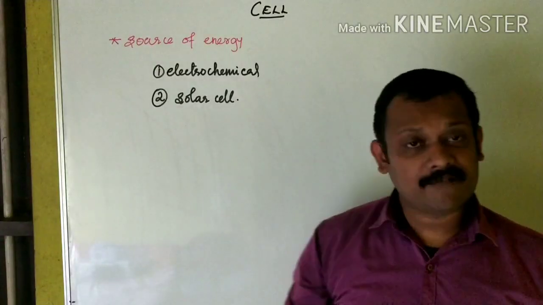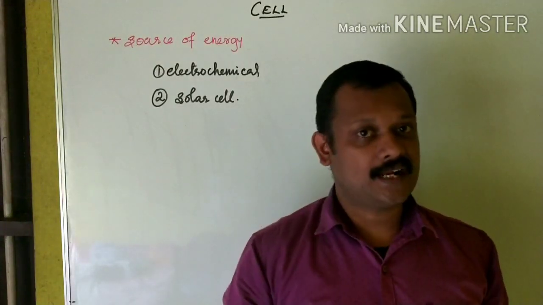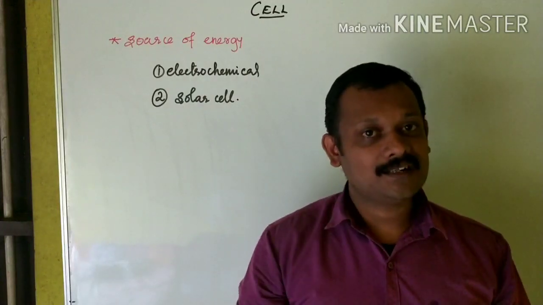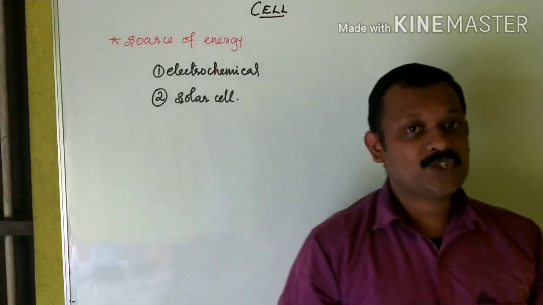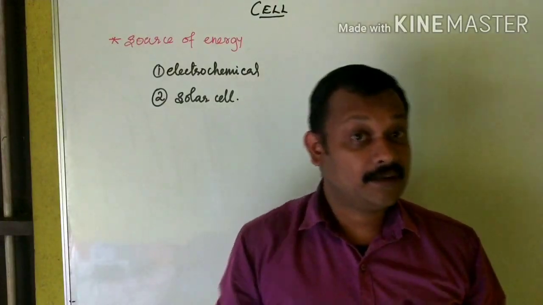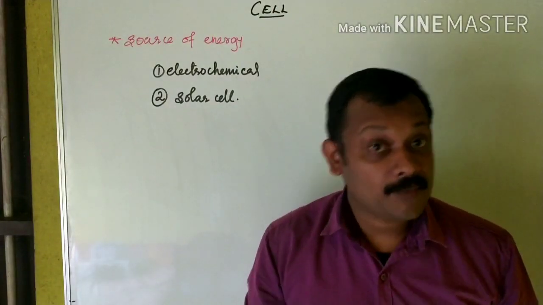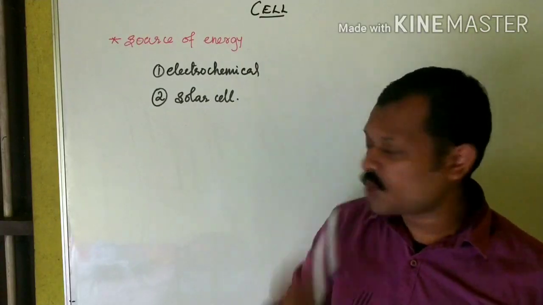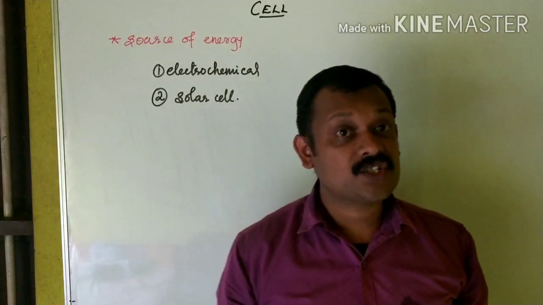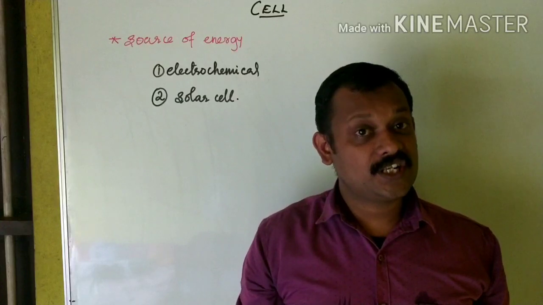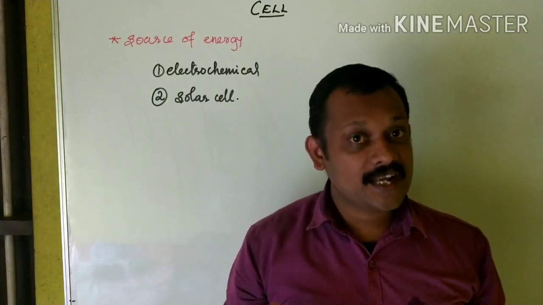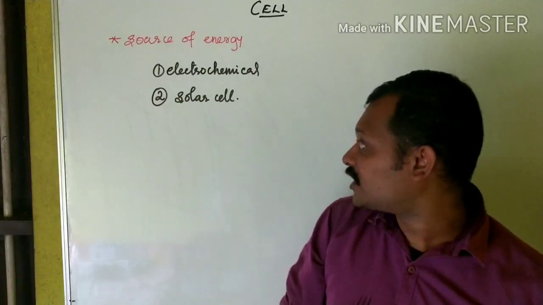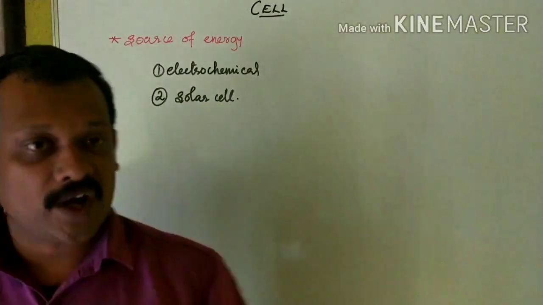Then another type of cell is called a solar cell. What is a solar cell? It finds a lot of applications nowadays. It is one of the renewable sources of energy. A solar cell is a device which converts solar energy to electrical energy. A few examples is what I mean here.